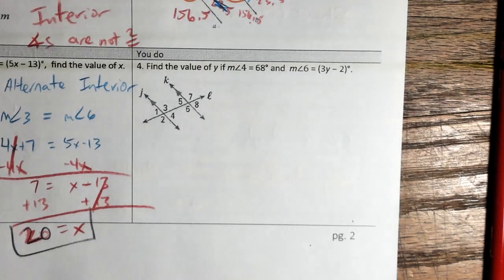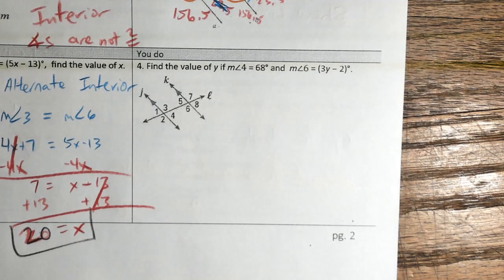All right, number 4. This is a you do. Please pause the video. Try to work this yourself. I'm going to wait 3 seconds before continuing. Unpause once you're done. Let's see how you do. Number 4: find the value of y if the measure of angle 4 is 68 degrees and the measure of angle 6 is 3y minus 2.